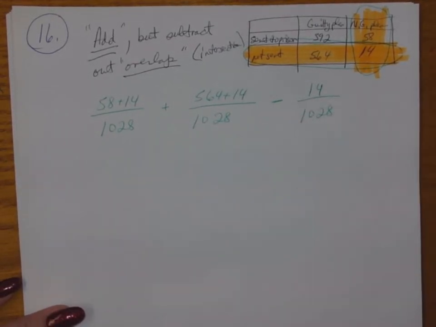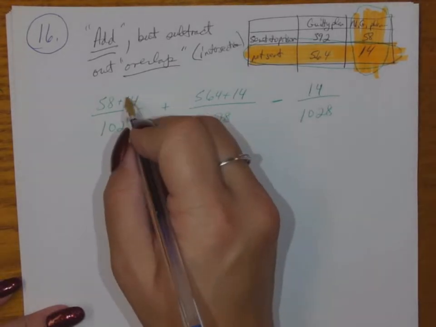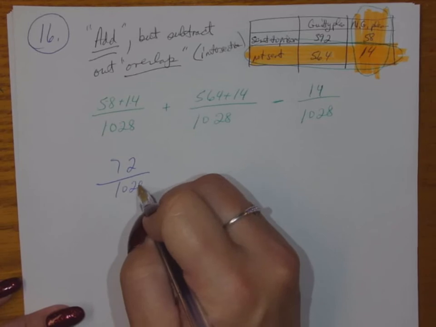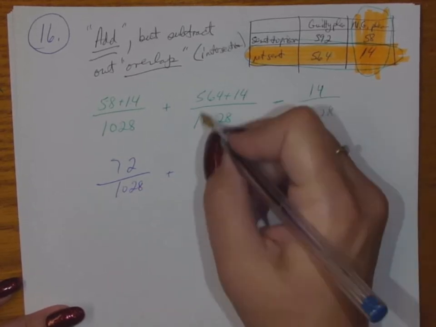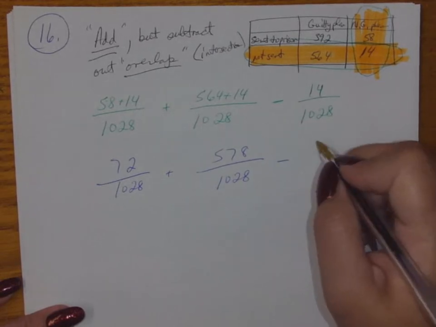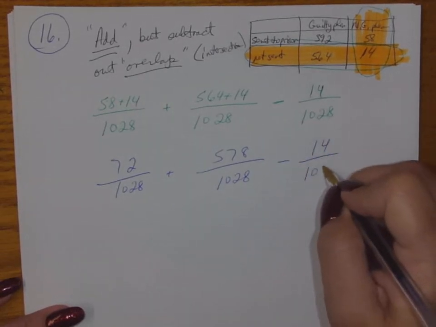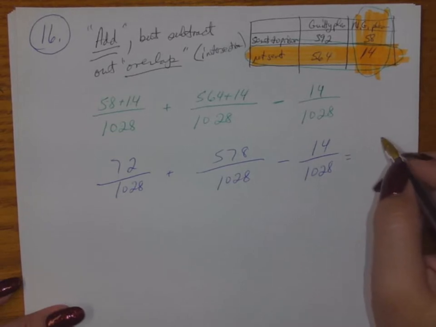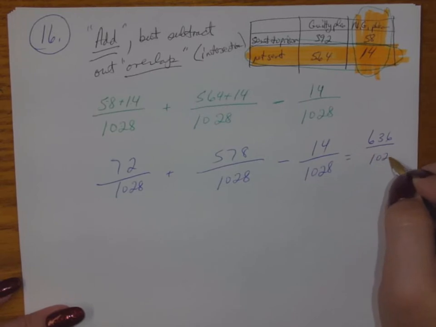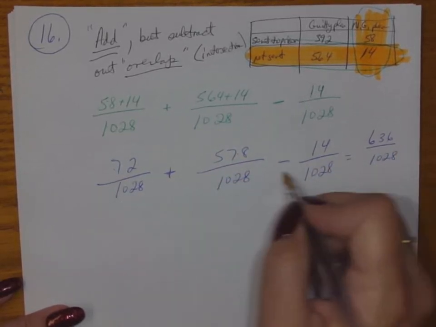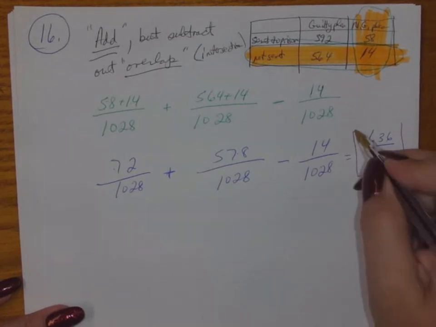So doing a little real quick math here. This is a 12 carry, 72. Plus, that's an 8, 578 out of 1,028. Minus the 14. Okay, and if I do some arithmetic there real quickly, that should be 636 out of 1,028. This plus this minus that. The bottoms all stay the same because they have a common denominator.